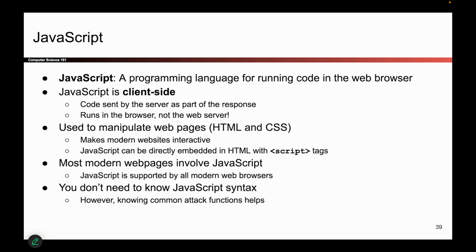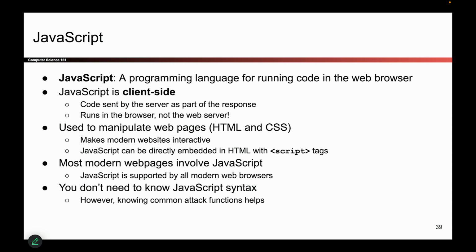Now, a very important part of JavaScript is that the code that you run is run on the browser, not on the server. That's very important for our attacks later. So the way that you use JavaScript is you send a request and you say, I want to download this URL. And the server says, sure, here's the URL that you requested. Here's a bunch of data. Here's HTML. Here's CSS. And also, here's some JavaScript.